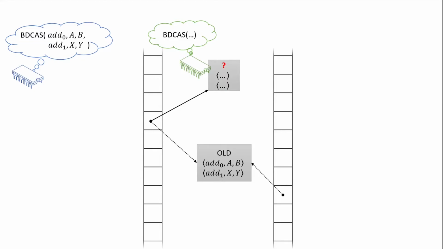First, assume that while we help, the status of the descriptor changes from old to new. When the status changes, the other BDCAS operation takes effect. Because of that, the interpreted value of the left side array entry changes from one value to a different value. One of these two values is not equal to the old value we are expecting, which is A. So there's a point at which the interpreted value is not A. Hence, our BDCAS operation can simply fail and return false.